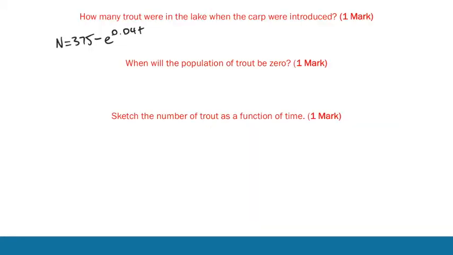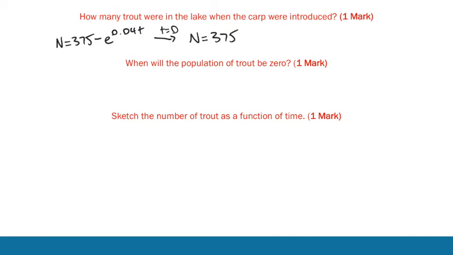Okay, so the first few questions concern the population of trout, the equation for which I've got in the top left there. So the first question is, how many trout were in the lake when the carp were introduced? This is a fairly easy question, because all it is is a substitution of t equal to 0. So if we go t equals 0 here, we get n equals 375.